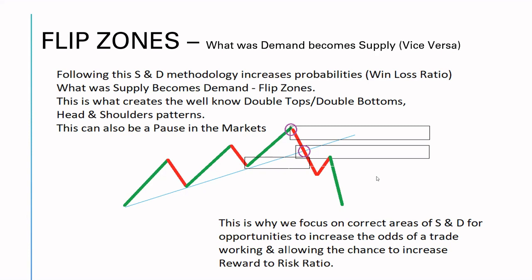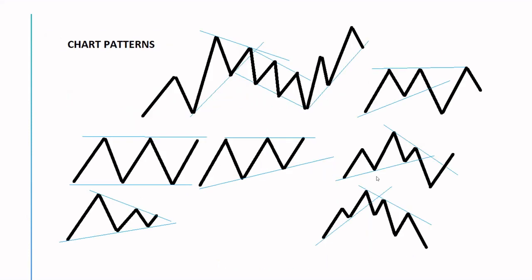So what was supply becomes demand. This is what creates the well-known double tops and double bottoms, and also the head and shoulders patterns. And there can be a pause in the market, so sometimes other influence comes in and these patterns don't work, and this is why we step back and look for a new opportunity. So we want to focus on the correct areas of supply and demand to increase our opportunities, our odds, and the trade working, and allowing a chance to increase the reward to risk ratio. So we really want to focus on that minimum 5-to-1. I cannot emphasize that enough.